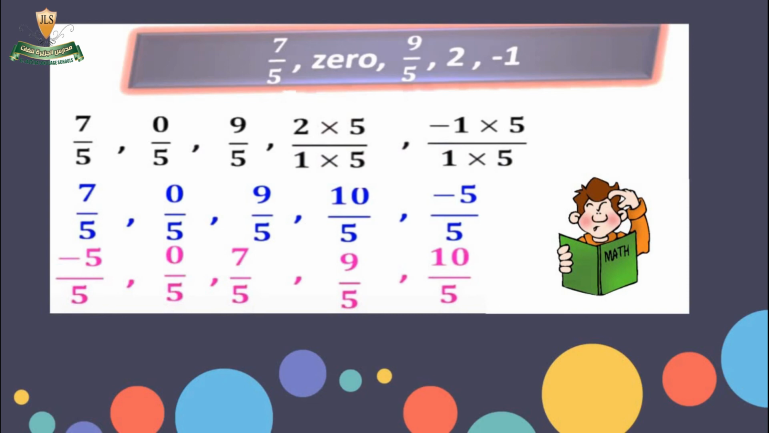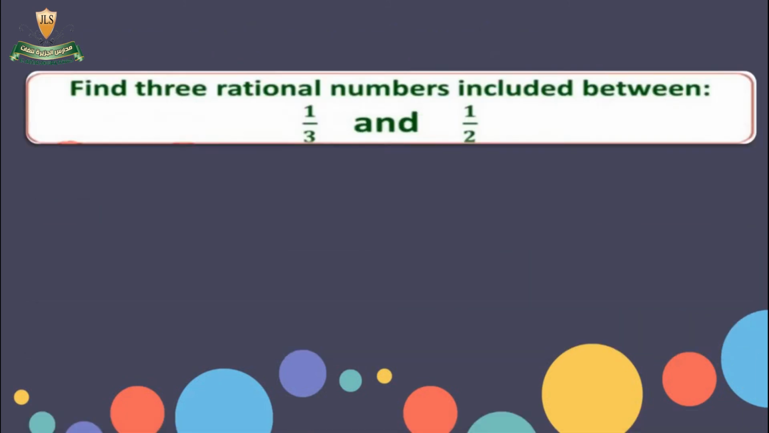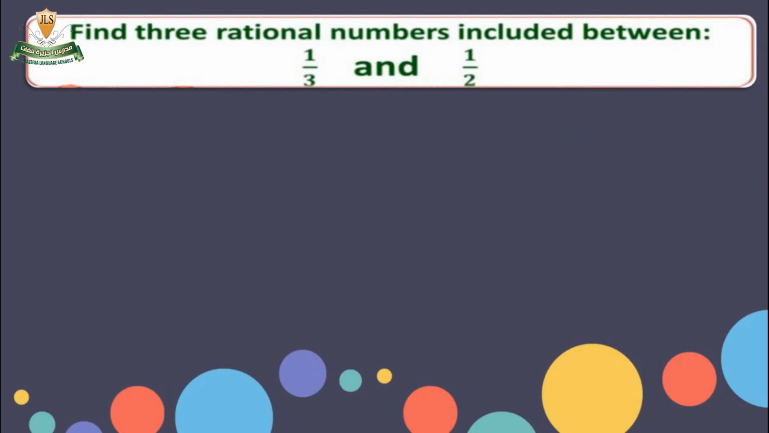Finally, we should learn the definition of the density of the rational numbers. Between any two different rational numbers, there exists an infinite number of rational numbers. Thus, the rational numbers are dense. Okay, let's see an example. The question says to find 3 rational numbers between 1 over 3 and 1 over 2. I want 3 rational numbers between these two rational numbers.